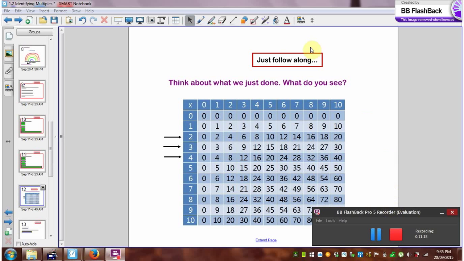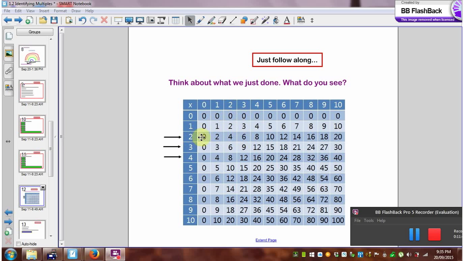Okay, I just wanted you guys to make a note there of a pattern we see with multiples. No need to write this down, just follow along. Think about what we just did. What do you see? We found the multiples of 2, 3, and 4 in our examples. We see 2 times 1 is 2, 2 times 2 is 4, 2 times 3 is 6.